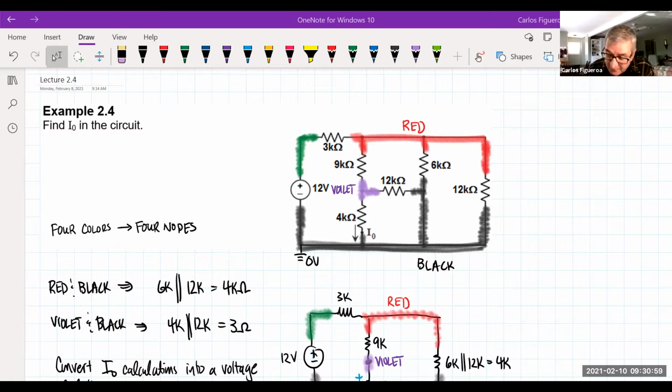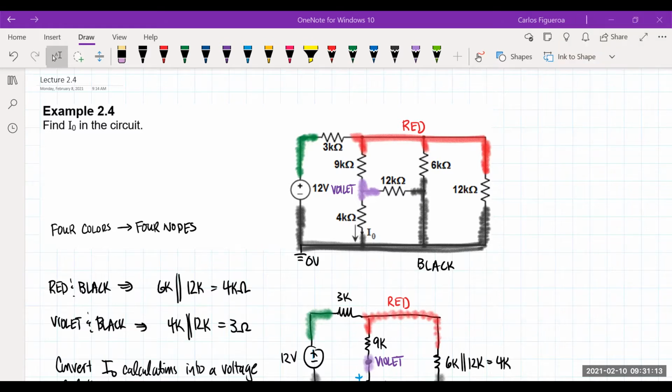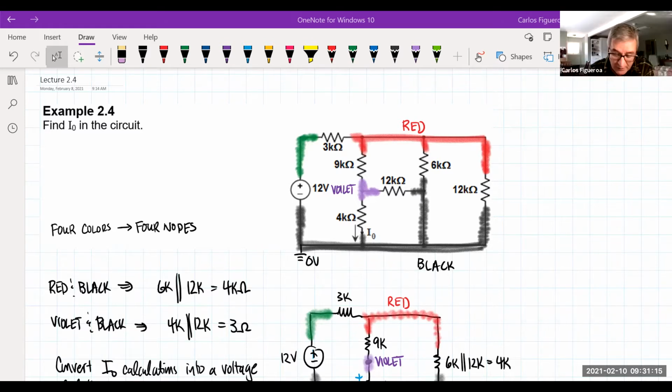What we see here is that between the red and the black node, I have the 6 and the 12, which tells me immediately that that's a 4K resistor. And then between the violet and the black, I have the 4 and the 12. Since that's a third, I divide by 4, it gives me a 3K. I said a 3 ohm, but it should be a 3K.